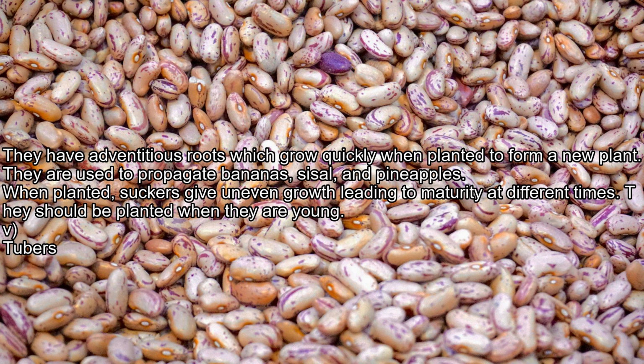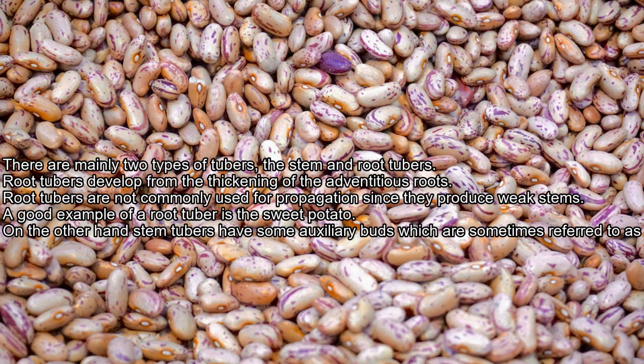Tubers. There are mainly 2 types of tubers, the stem and root tubers. Root tubers develop from the thickening of the adventitious roots. Root tubers are not commonly used for propagation since they produce weak stems. A good example of a root tuber is the sweet potato.